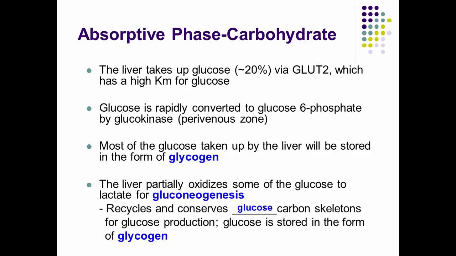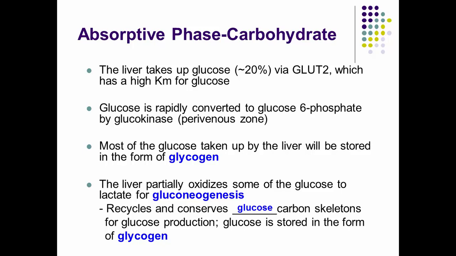And the liver, even in the fed condition, can completely oxidize glucose to produce CO2 and water through the whole process, remember, the TCA cycle, but most of the glucose is partially oxidized in the liver. The purpose of this is, again, to save the carbon skeleton and partially oxidize to lactate. And lactate can be recycled to make glucose through the gluconeogenesis pathway in the liver.